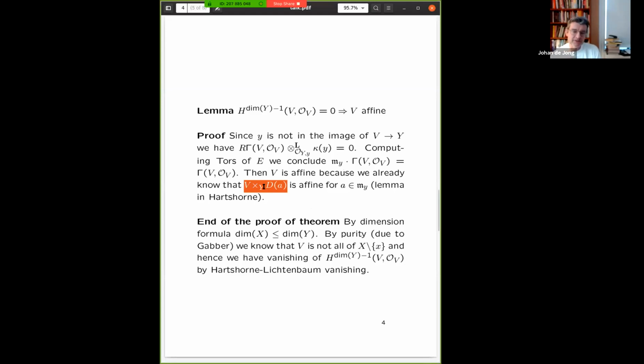So D of this is an affine thing. When I pull it back to X, it will be affine, and then intersecting it with V will be affine because it doesn't contain little x. And then there's this lemma in Hartshorne that says, you have a bunch of functions on a variety. Whenever you set one of them not equal to zero, you get an affine thing, and those functions generate the unit ideal in the global sections of the variety, then the variety is affine. Okay, great. And now the proof is basically done.